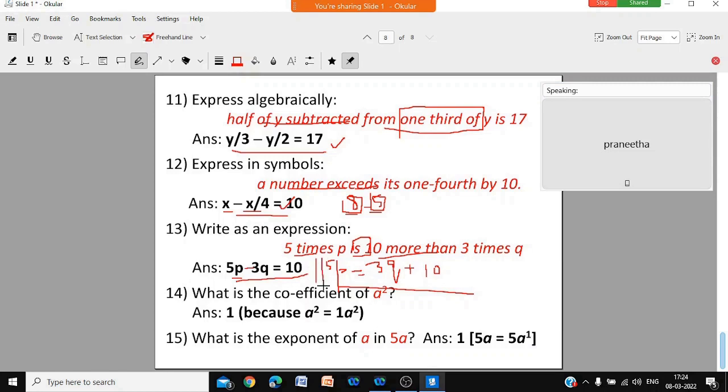Yes, sir. Which one did you write, the first one or the second one? I wrote 5p equals to 3q plus 10. Yeah, that is also correct.